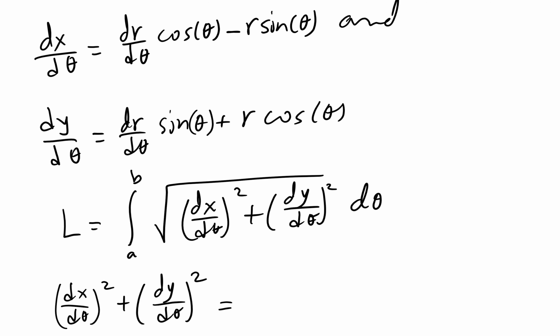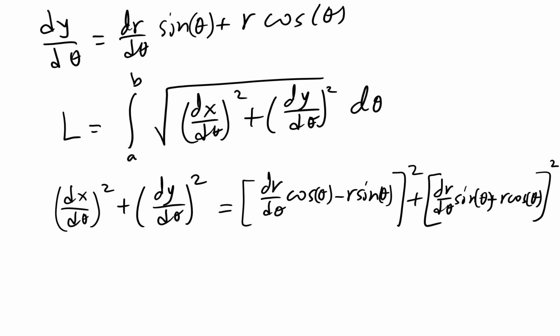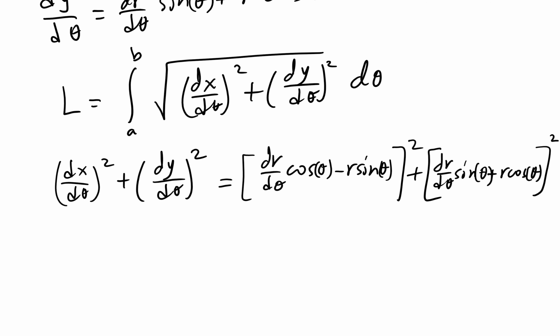There's only r and theta. So to do that, dx d theta, we found it was dr d theta cosine theta, on the top of the screen, minus r sine theta. And then you can square all of this, plus dr d theta sine theta plus r cosine theta, again all squared. What do we get for that?